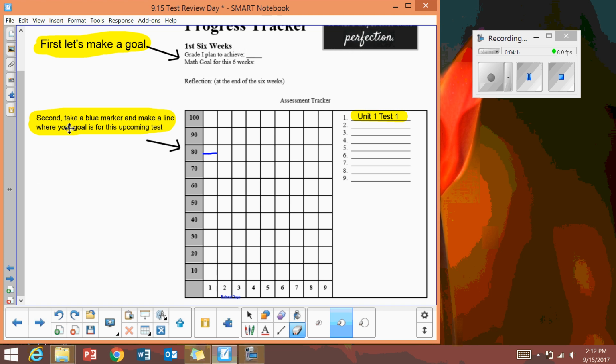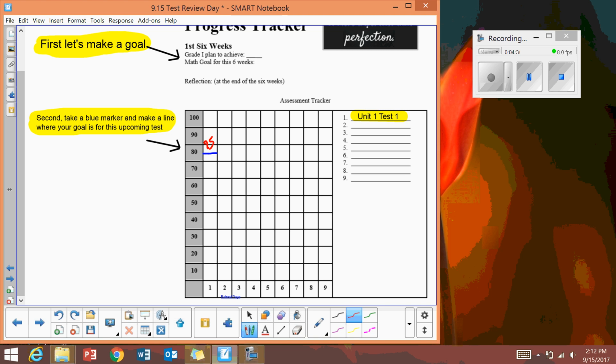So it says we're going to take our blue marker, I don't care what color it is, and we're going to just write a line, do not shade it in. We're going to write, okay, I want to make a 75. That would be maybe a goal that I would want on my first test. If you want to make a 90 or 95, go for it. I would not make my goal 100.